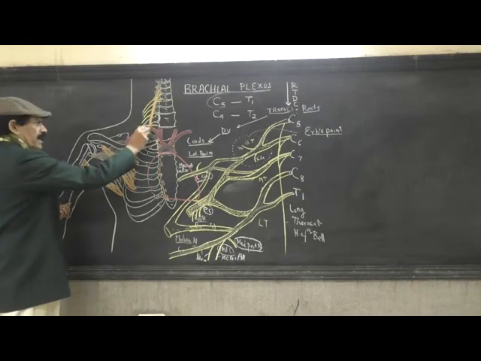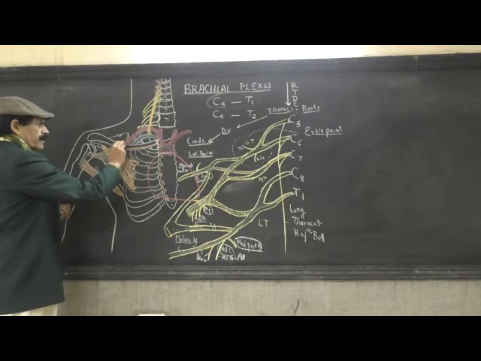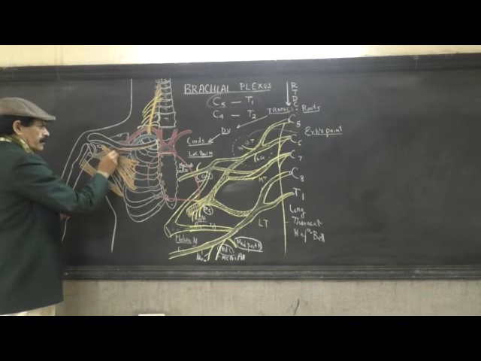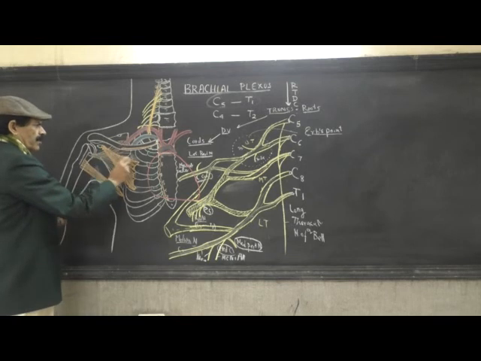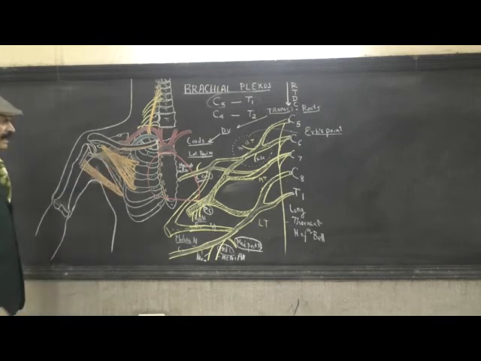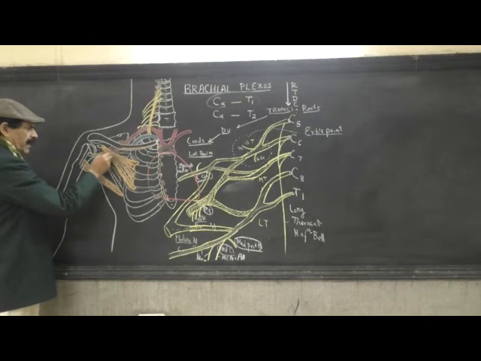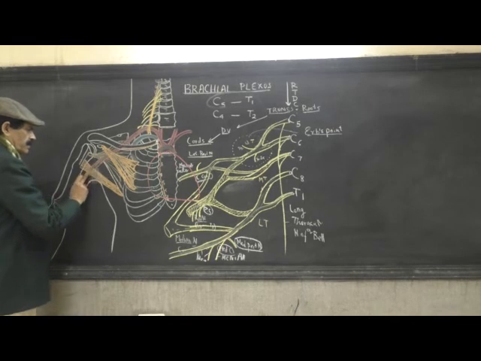It runs obliquely downward and laterally. Then it passes below the clavicle. Now it comes near the upper border of the pectoralis minor muscle. Then it goes behind the tendon of this muscle and appears from its lateral border. Then it runs on the teres major muscle, and now it is in the axilla.